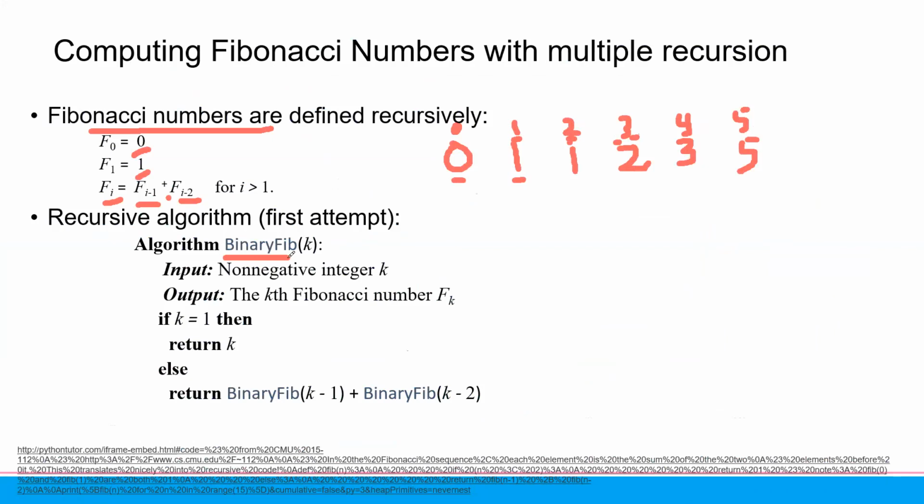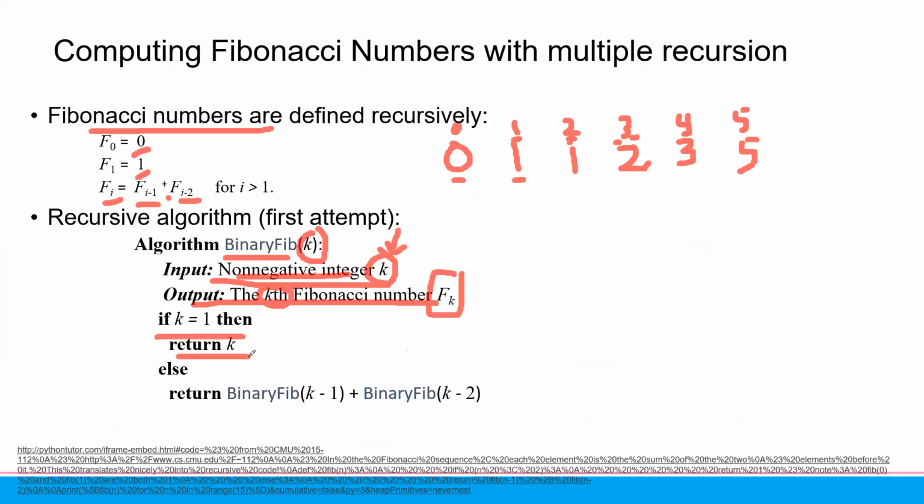But there will be an issue with the binary. Let's see. We can have a parameter k. It is non-negative, because if you put negative, it will not work. So it is a non-negative integer, or we call it positive integer, and then the output will be the Fibonacci number Fk. K is the number of the Fibonacci number that you predefine.